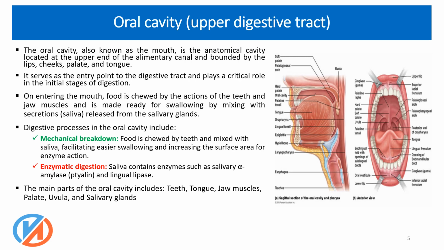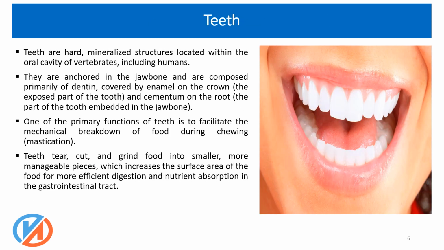So it's just only work during the childhood or infant phases. And the main parts of our oral cavity include our teeth, tongue, jaw muscles, palate, uvula, and salivary glands. These are the main parts of the oral cavity, and they have their own specific jobs inside the oral cavity.